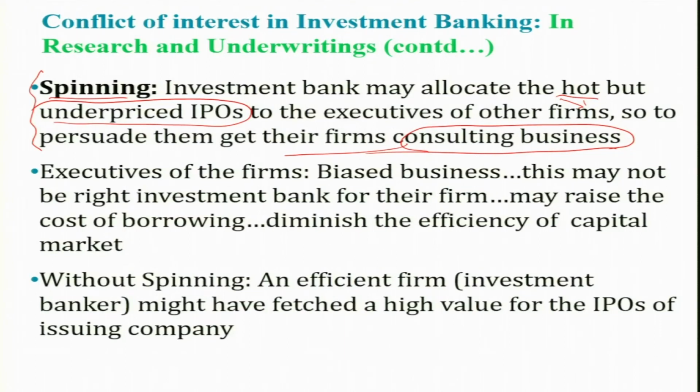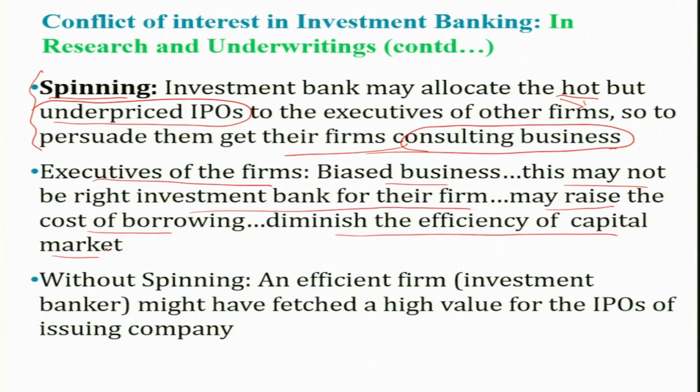Because of this, the executives of these firms will be doing biased business. They will approach this investment banker because they benefited from them, getting underpriced IPOs on a personal basis. So this may not be the right investment for their firm. They will give the consulting business to the same investment firm, and this may raise the cost of borrowing and diminish the efficiency of the capital market.